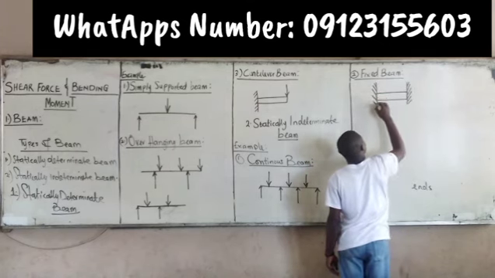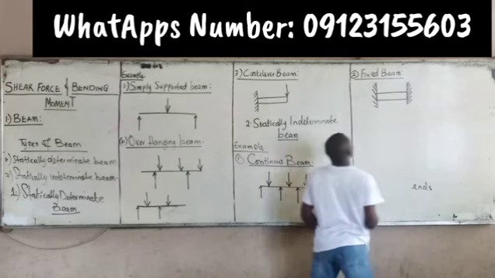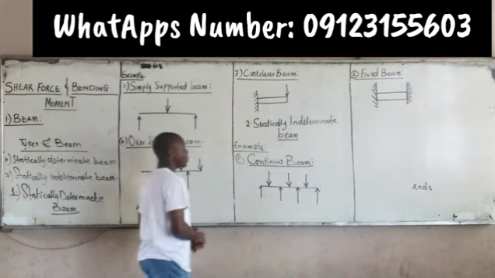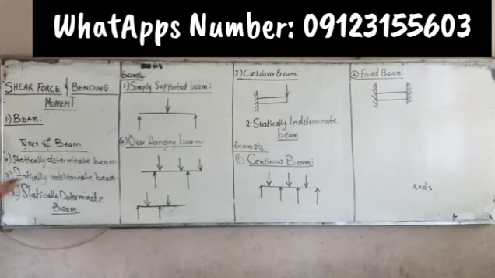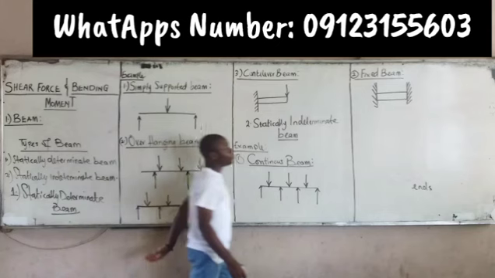So this is the diagram for a fixed beam per se. I want you to know, when it comes to beams, you need to know the definition of a beam. Next up, the types of beam that we have. These are the types of beam we have.